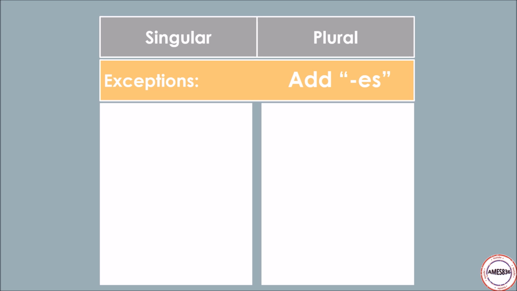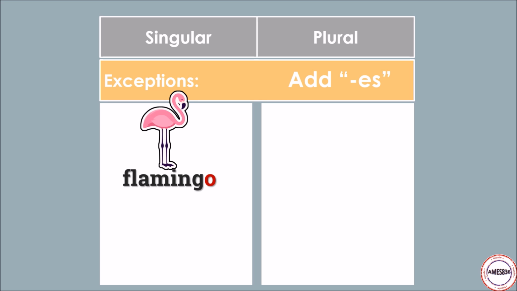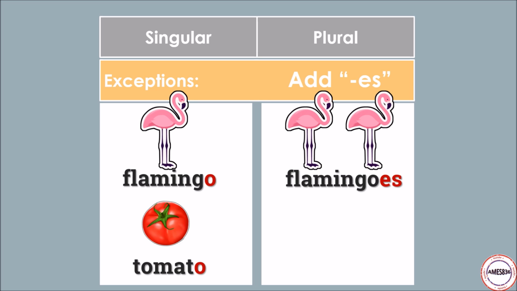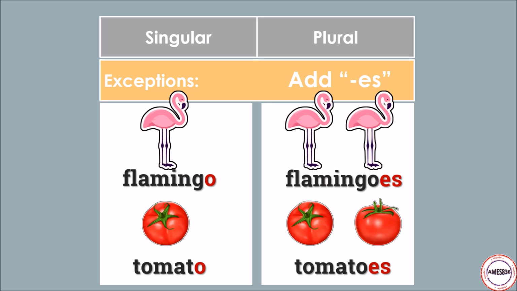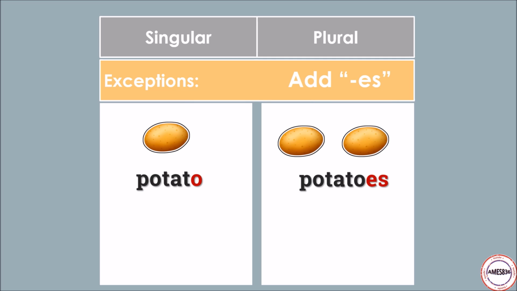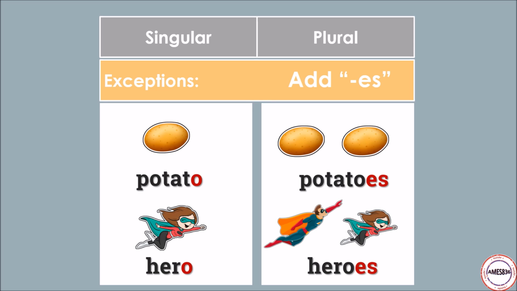But with some nouns that end in o, you add es to form the plural. Flamingo, flamingos. Tomato, tomatoes. Potato, potatoes. Hero, heroes.